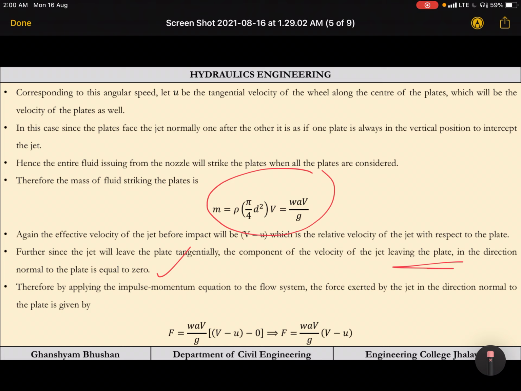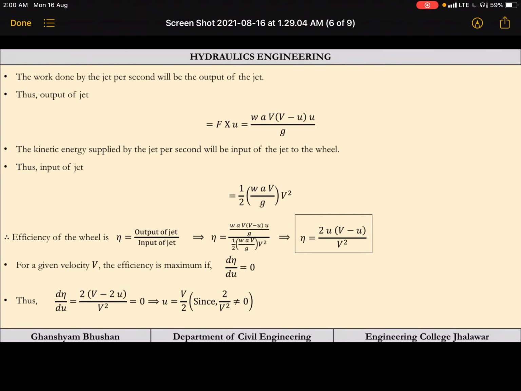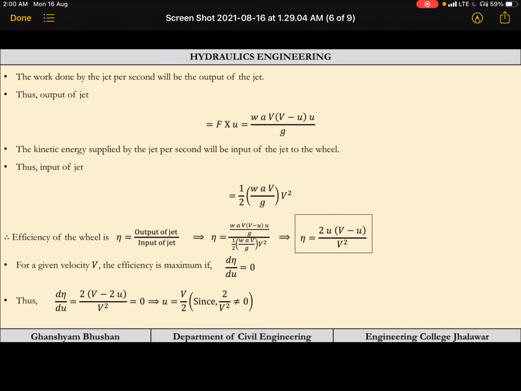Therefore, by applying the impulse momentum equation, what are we going to get? The effective velocity is v minus u, but after striking the effective velocity is 0. So finally you will get force as wav by g into v minus u, and the work done will be wav into v minus u into u by g. The kinetic energy supplied by the jet per second will be the input.